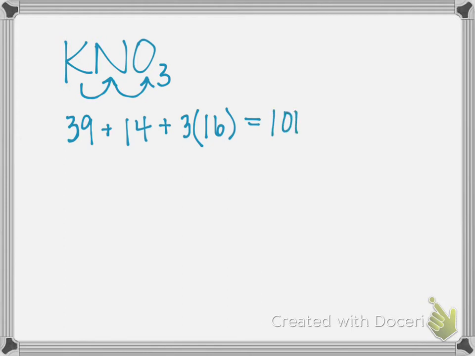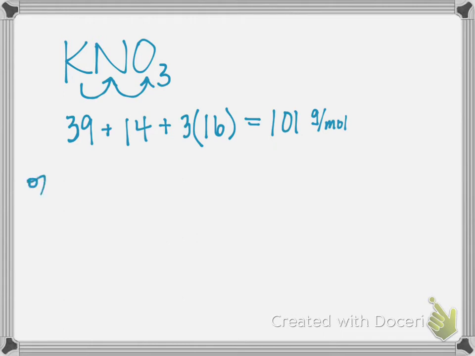Do you remember what the units are for molar mass? Grams per mole. What this says is if we took 1 mole of this substance, it would weigh 101 grams. If we measured out 1 mole of this entire substance, it would weigh, on the scale, 101 grams. All right, so now let's move into the percent part of it.